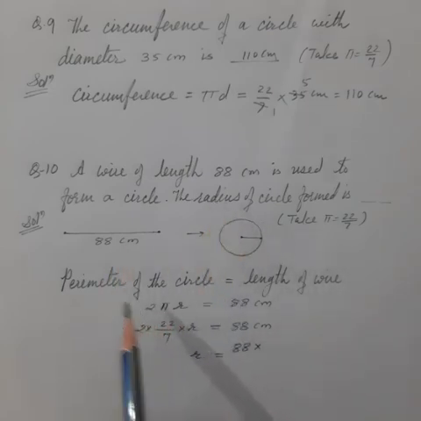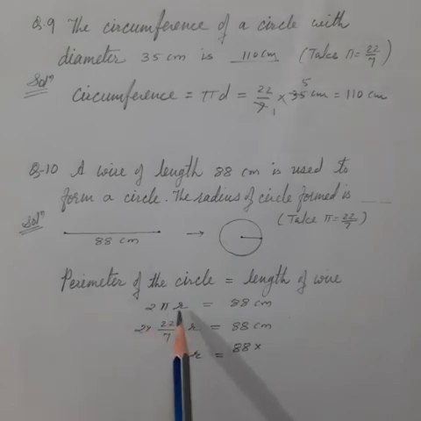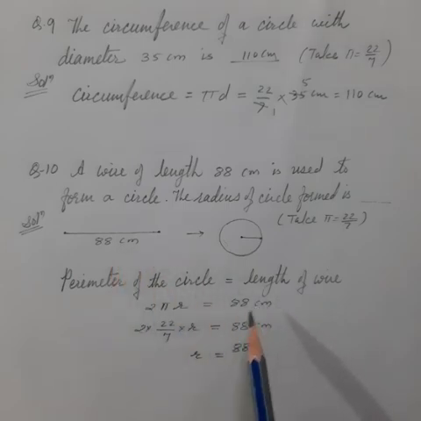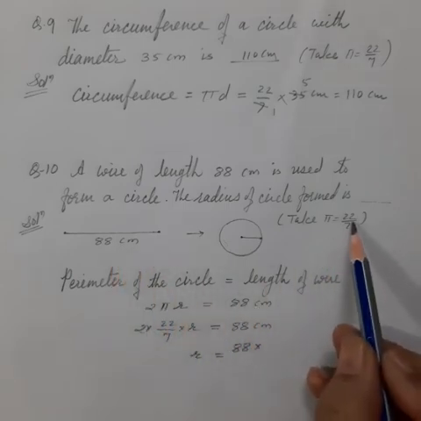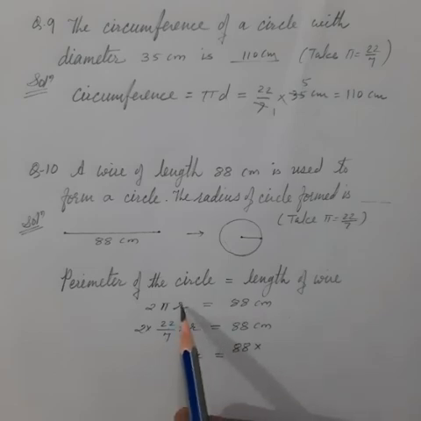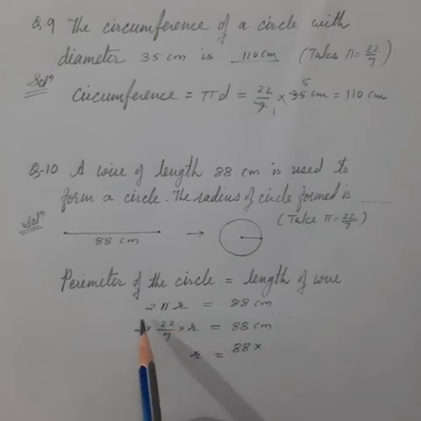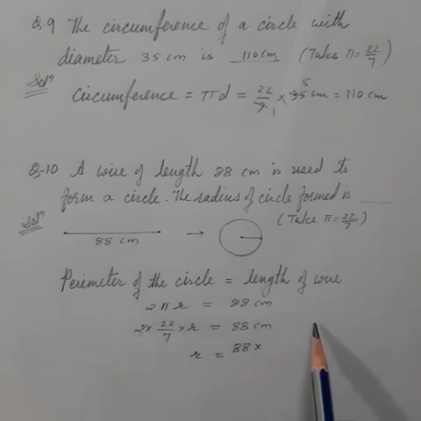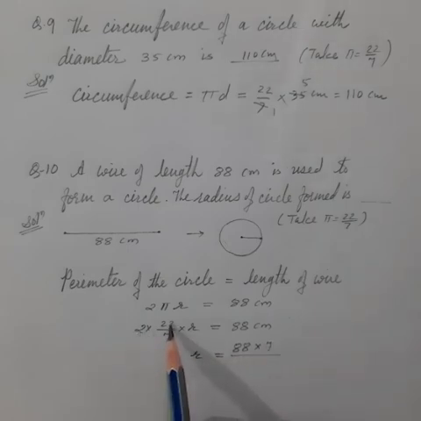So circumference is 2 pi r. 2 pi r is equal to the length of wire. It is given 88 centimeter. 2 times value of pi is given 22/7 and r radius we have to find out. So keeping the unknown radius on left hand side, transpose these values on right hand side. 7 here it is in denominator, write it in numerator on other side, and 2 and 22 are in numerator here, write them in denominator on right hand side.